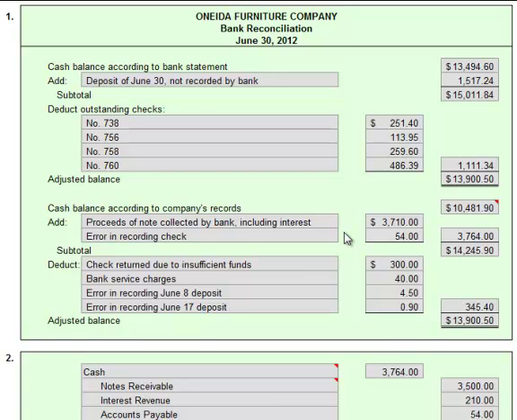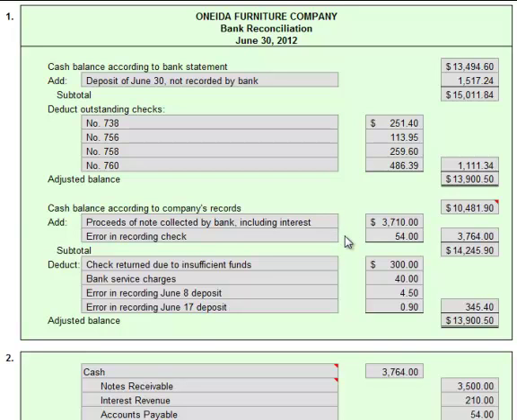Now the next items are on the bank statement or derived from the fact that there's a difference between the bank statement and the data. The first one is proceeds of note collected by the bank, including interest. That $3,710 number is the combination of the two miscellaneous items in the bank statement, $3,500 and $210. It turns out that the $3,500 is the principal payment on the note, and $210 is the interest.